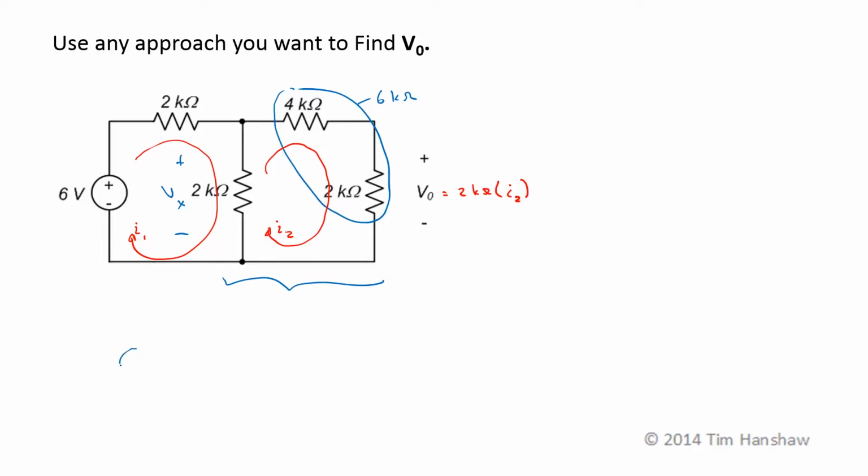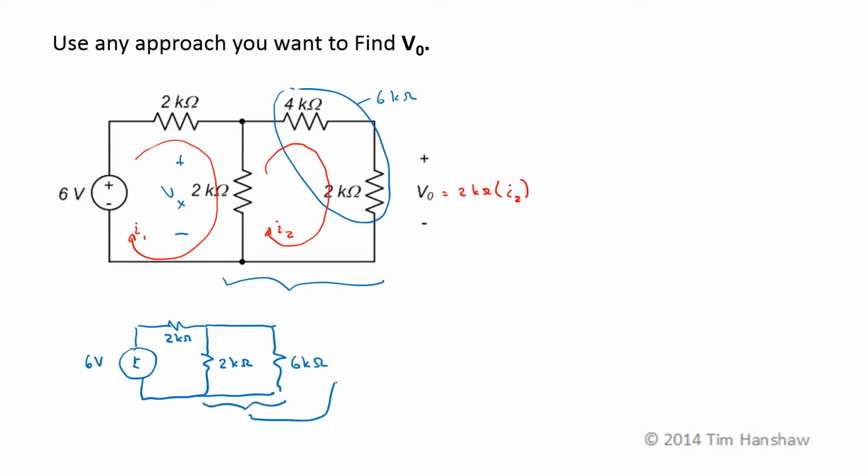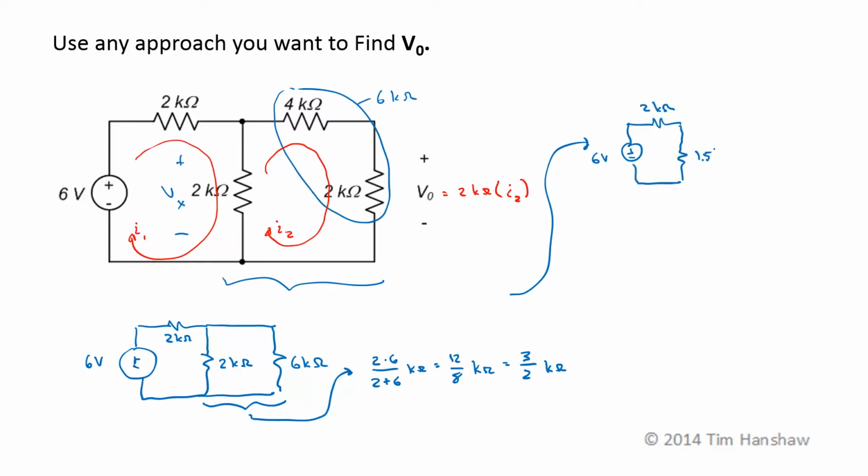So we've already seen that this circuit reduces to 6 volts, 2 kiloohms, 2 kiloohms. Those two were in series, they combine to 6 kiloohms. These two are in parallel, so that becomes 2 times 6 over 2 plus 6 kiloohms, which is 12 over 8 kiloohms, which is 3/2 of a kiloohm. So now the circuit becomes 6 volts, 2 kiloohms, 1.5 kiloohms. This is what I called V sub x up here.